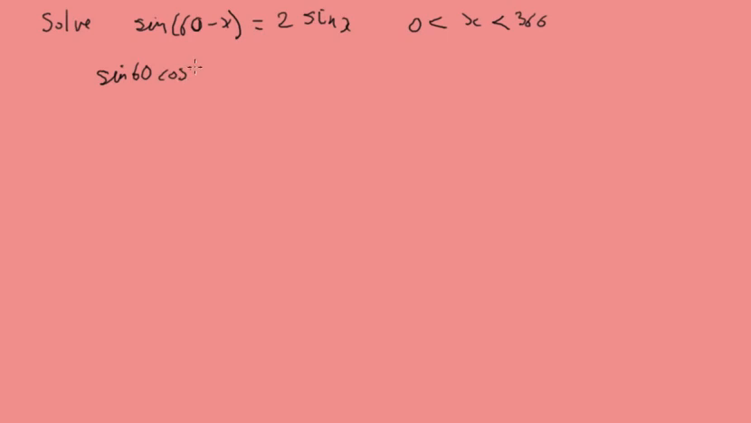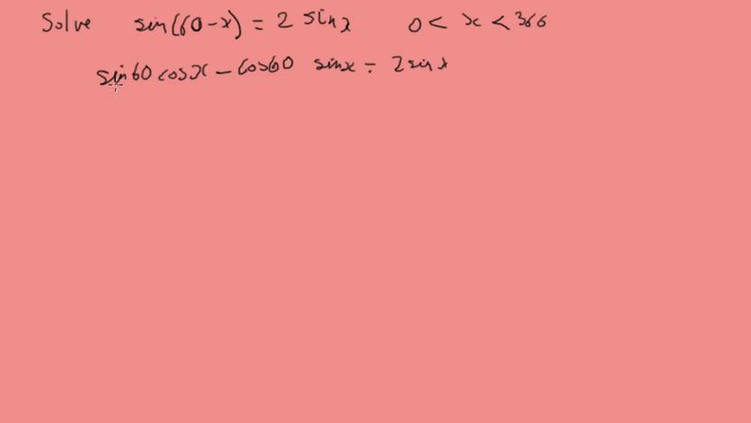Finally, solve sine 60 minus x equal to 2 sine x for x between 0 and 360. So we're going to expand sine 60 minus x using the compound angles formula. So it's going to be sine 60 cosine x minus cosine 60 sine x equals 2 sine x.